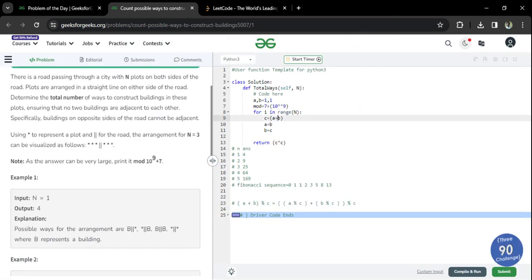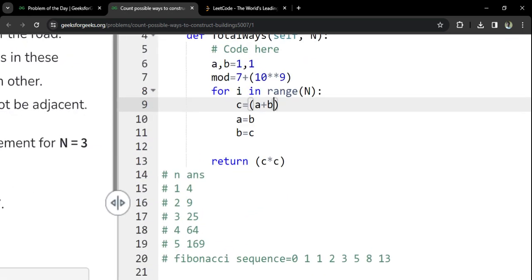So what we'll do here, let me quickly do it. I will do a percentage mod. Mod I have already declared. It is 7 plus 10 power 9. In Python, if you do a double star, it means 10 raised to power 9. I will copy this value and paste it here first. Similarly, I will paste it here. The rest is all fine.